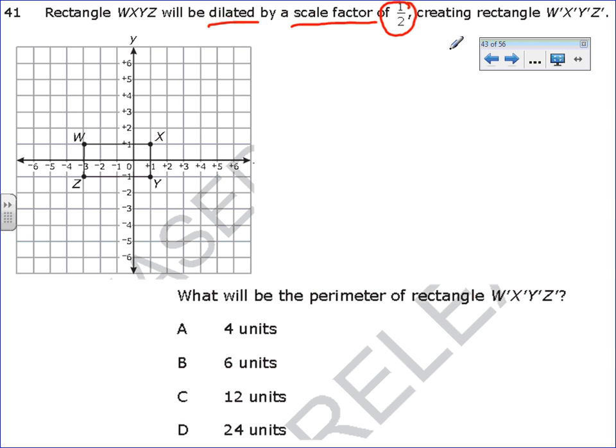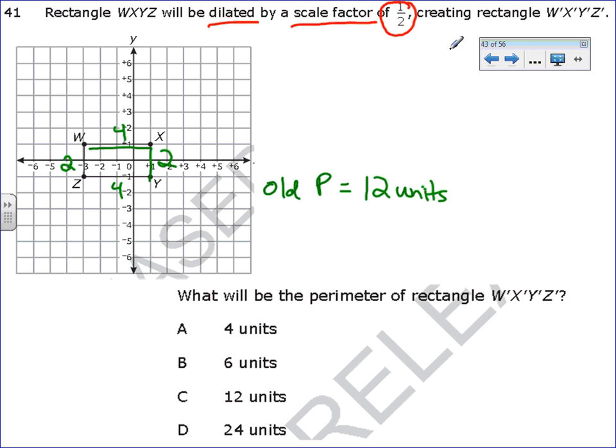Well, first I'm going to find the perimeter of the old rectangle. So this side length is 4, this side length is 2, so perimeter is the distance around the outside. So the old perimeter is 4 plus 4 plus 2 plus 2. 4 plus 4 is 8, 8 plus 2 is 10, plus 2 more is 12.